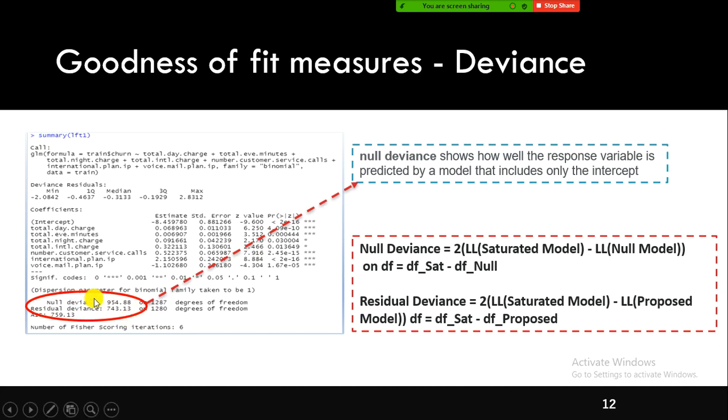Both the null deviance and residual deviance are somewhat similar to the linear regression model. Just think of the residual deviance as the residual sum of squares and the null deviance as the total sum of squares. If the difference between these two is larger, the model is better. Especially if the residual deviance is much lesser than the null deviance, it is good.